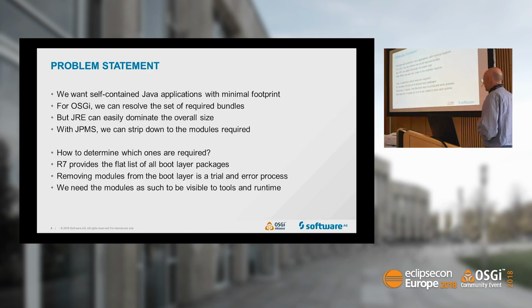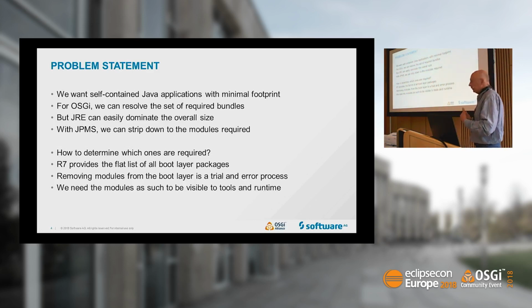Now, since Java 9, the JRE has been decomposed into modules, and we can strip down the JRE that we're using to the modules that we require. So we can use JLink to build the runtime and have our application run with it. Thing is, how do we determine which ones we need?